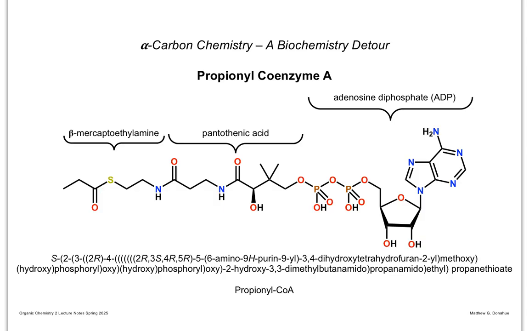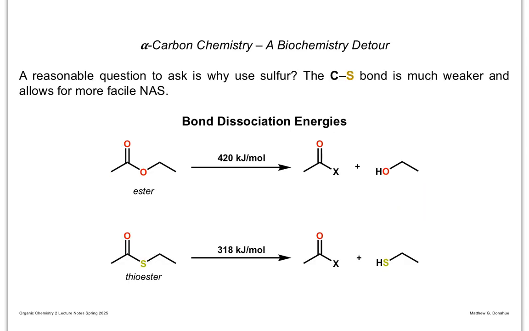The other thing that's different is, see this bond right here? That's a thioester. It's not a normal ester. So it turns out that's a better leaving group under physiological pH. And the reason for that is if we look at two small organic molecules comparing just the normal ester oxygen versus the thioester with S, cleaving that bond is much easier by about 100 kilojoules per mole.